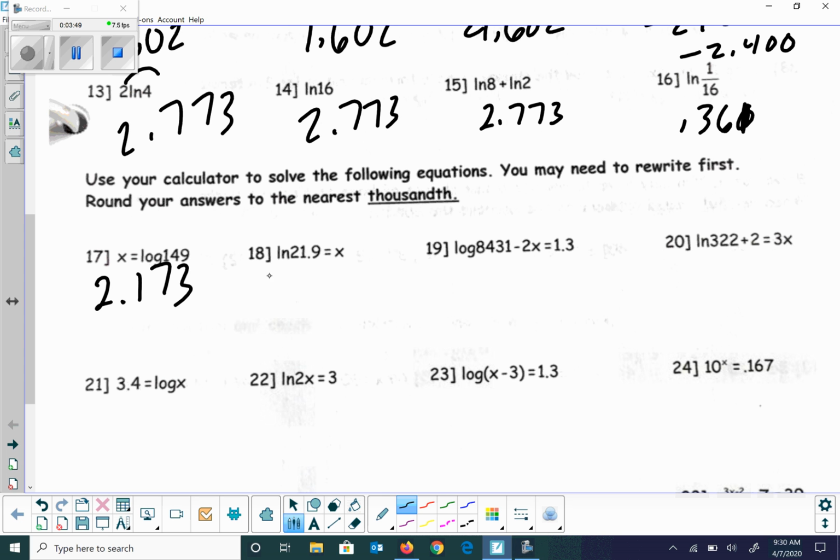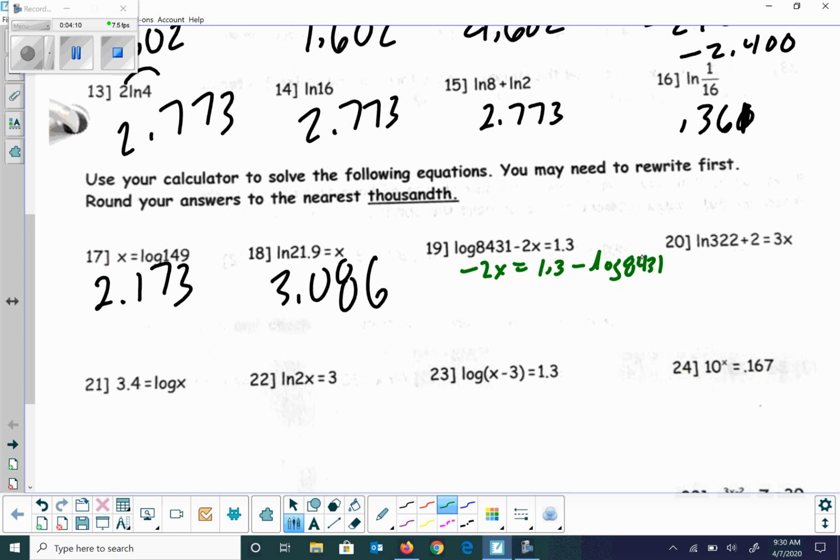21.9, 3.086. For this problem, we have to work it out a little bit more. I'll change color. I have this 8431. Go ahead and do the math on that.